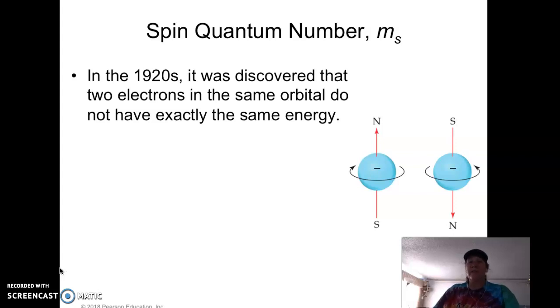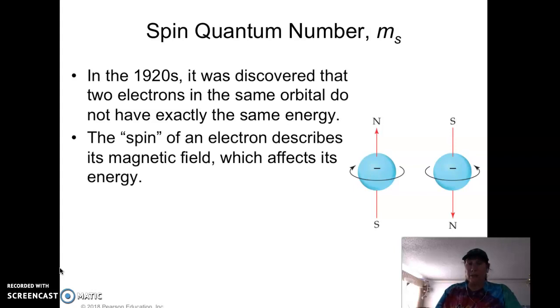But they discovered in the 1920s, 100 years ago, that two electrons in the same orbital are a little bit different. They don't have exactly the same energy. What they found is that if one is spinning one way, the other has to spin the other way. So the last quantum number is called the spin quantum number, and it tells you which way they're going. It's either plus one half or minus one half. It's either spinning clockwise or counterclockwise.